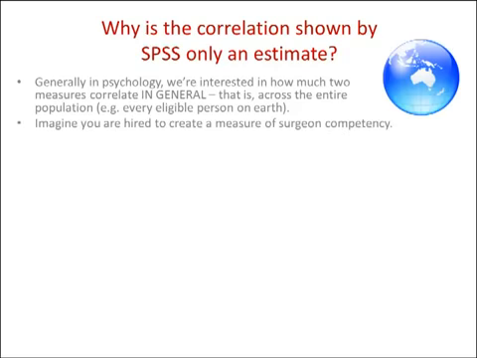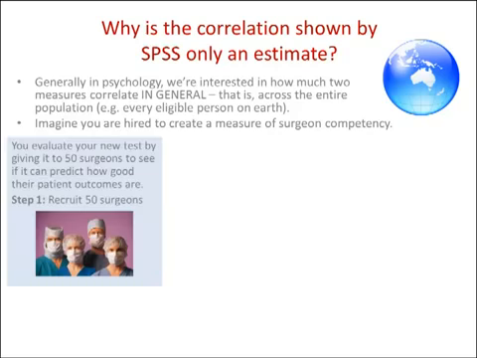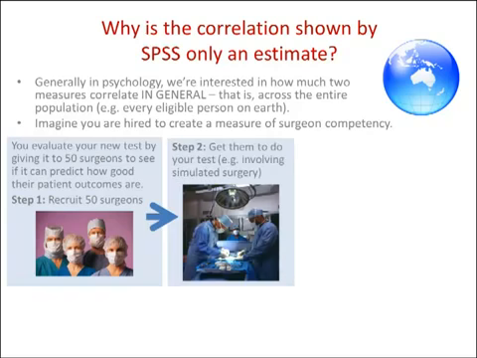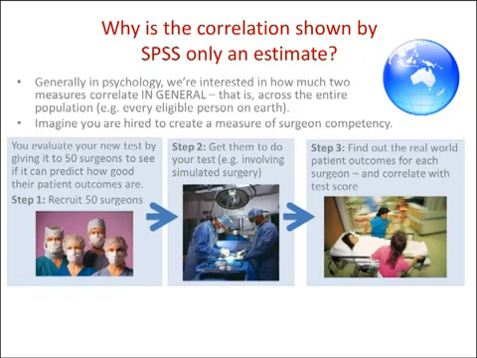Here's another human measurement example for you. Imagine you're hired to create a measure of surgeon competency, and this is what we might do. We go and find ourselves 50 surgeons, and remember we're recruiting 50 surgeons to have a good range of abilities and so forth. Then we get them to do a test we've created, and maybe this test could be some sort of simulation. So maybe there's a rubber mannequin with realistic internal organs, and they've got to perform an operation on this rubber mannequin, and we measure how fast they are, and we also measure the quality of the outcomes.